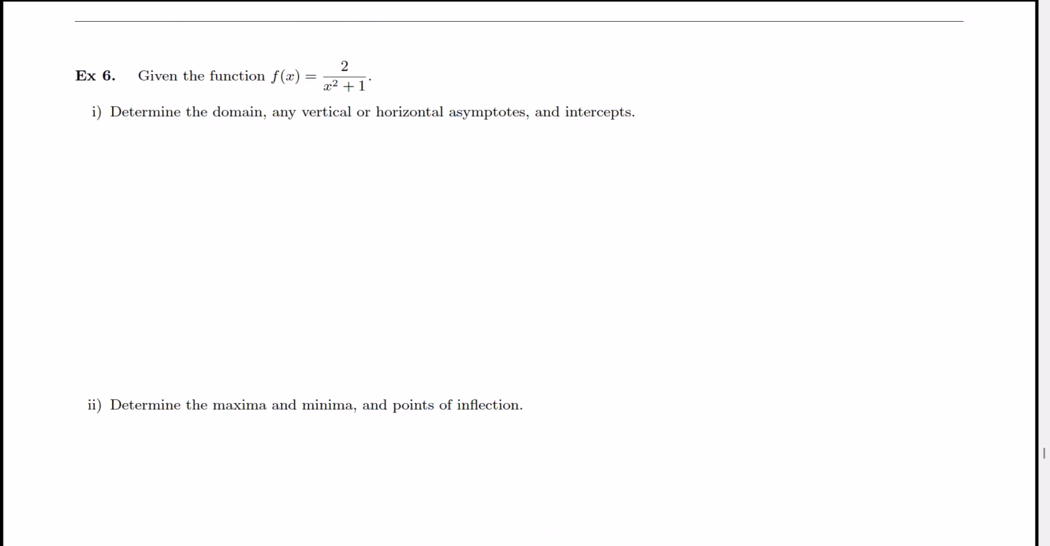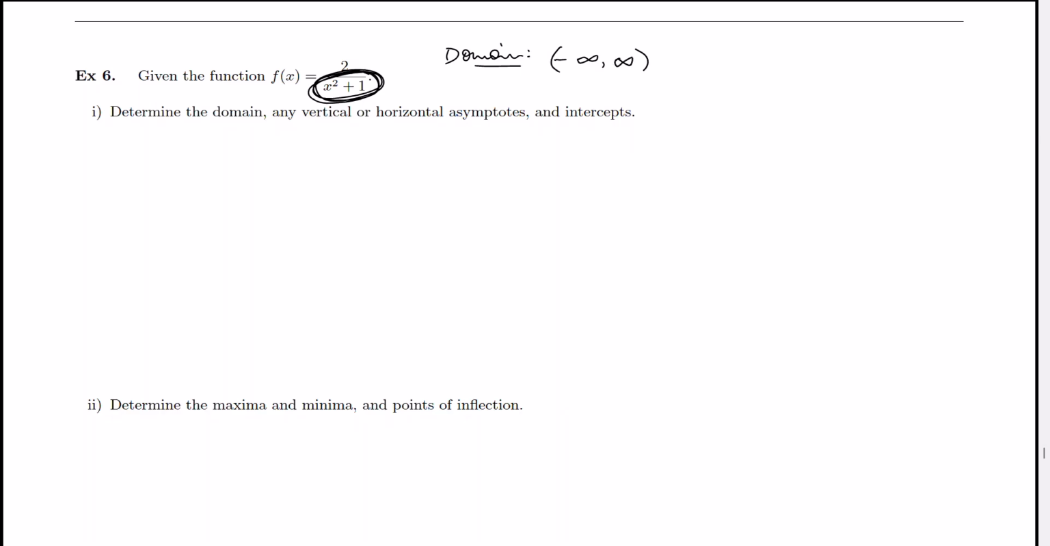So this time the function f of x is 2 divided by x squared plus 1. And again, we are asking for the domain, vertical and horizontal asymptotes, and any intercepts. So for the domain of the function, in this case, the domain is going to be all real numbers because there's no value that makes the denominator equal to 0. It's literally impossible to make x squared plus 1 equal to 0. So the domain is from -infinity all the way to +infinity.